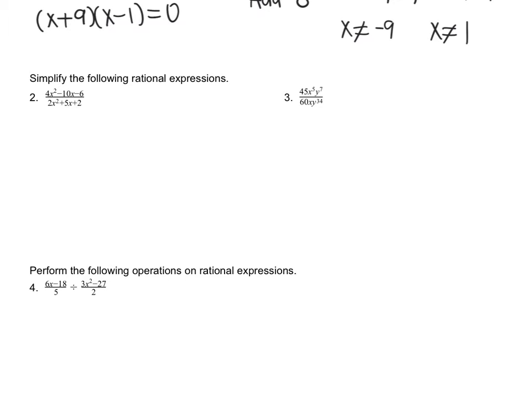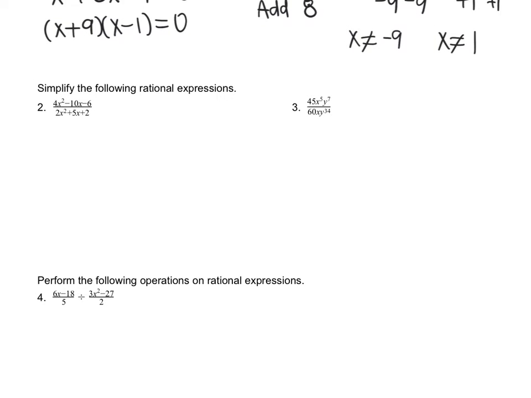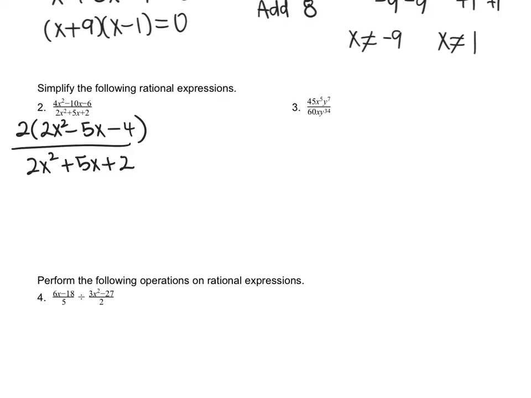Anytime the number in front of x squared isn't 1, I'm always going to check for a GCF first. And in our numerator, we do have a GCF of 2. So I'm going to factor out the 2, and we're left with 2x squared minus 5x minus 4 all over 2x squared plus 5x plus 2. Next thing we want to do is factor the quadratics in the numerator and denominator.